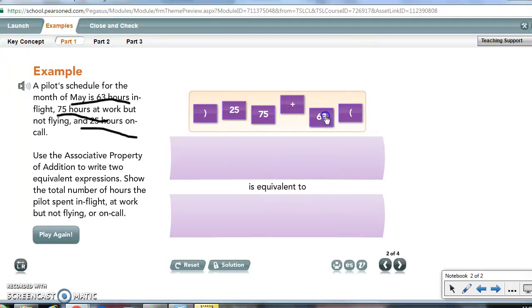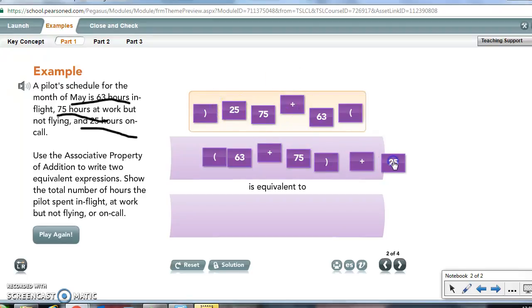So we know that he works 63 hours. I'm going to start with the parentheses so that we know to go first with this. And he spends 75 hours at work, but not flying. And then in addition, he spends 25 hours on call. Well, is there an easier way I can move these parentheses to make this easier? Yeah. We can do 63 hours in flight plus I can regroup this 75 and 25 because we know that's going to give me 100.